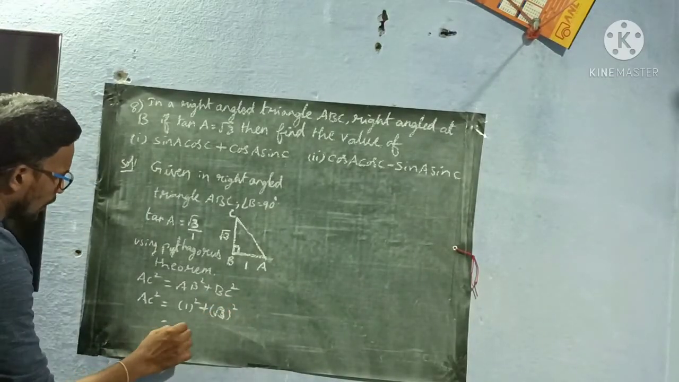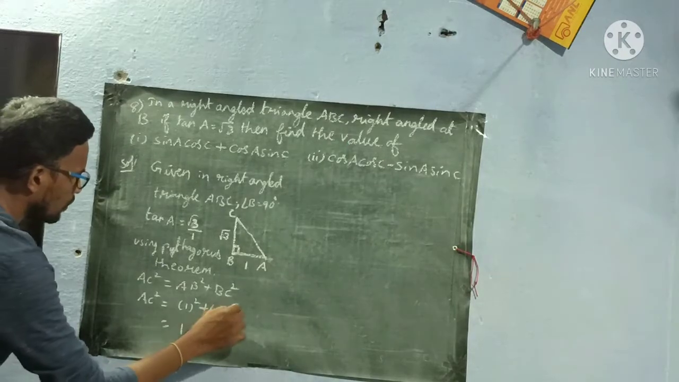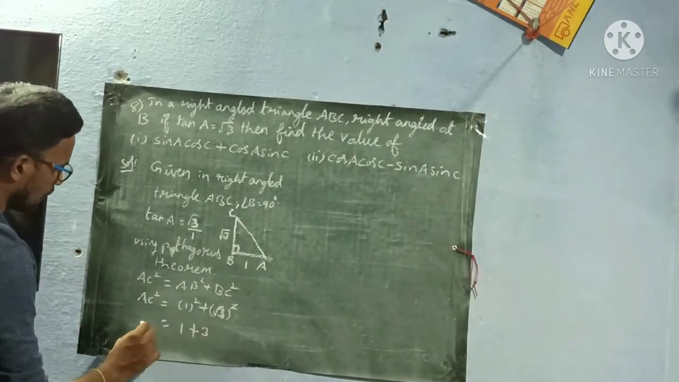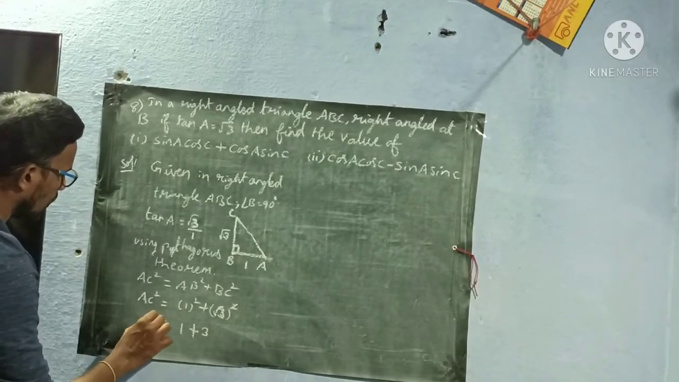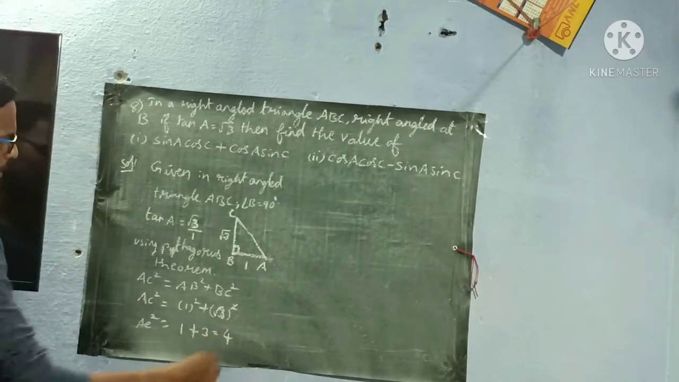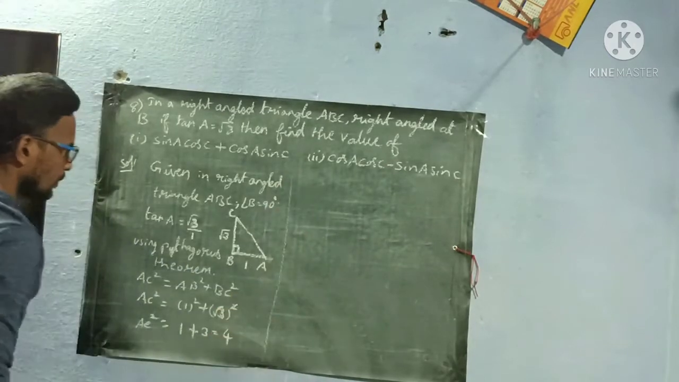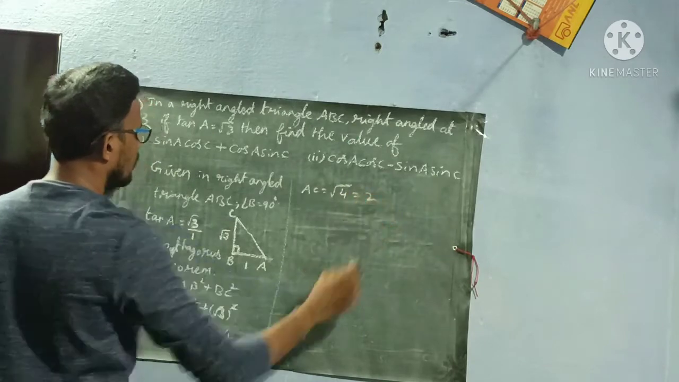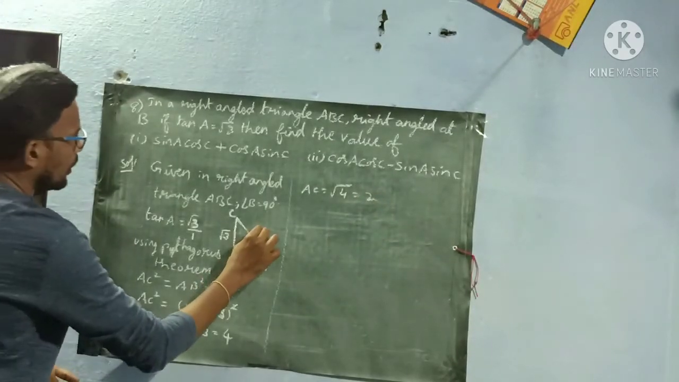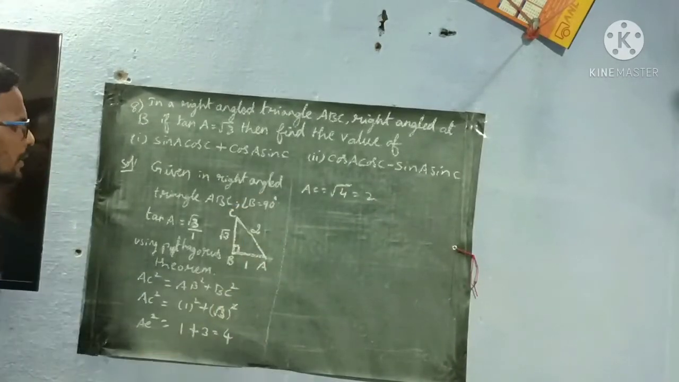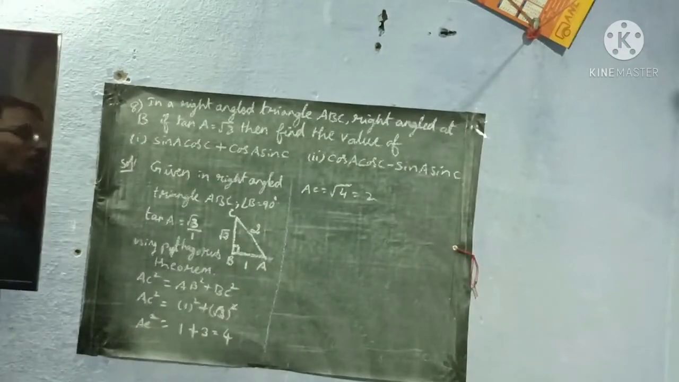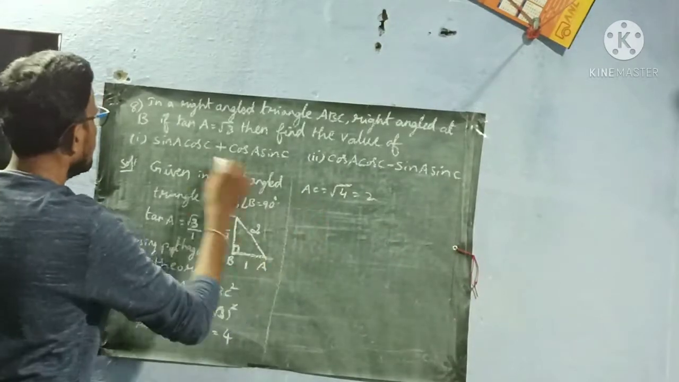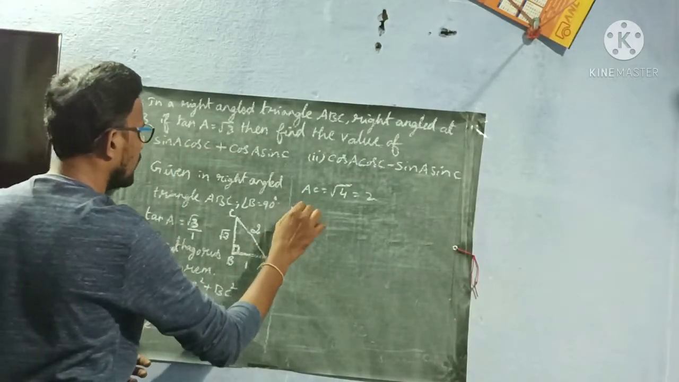So that is equal to 1 whole square is 1 plus root 3, the root square gets cancelled, this is 3. So 1 plus 3. So AC square is equal to 1 plus 3 is 4. So AC is equal to square root of 4, that is 2. So I am getting hypotenuse as 2 here. Okay. So now I want sin A. Now let us solve first bit here.